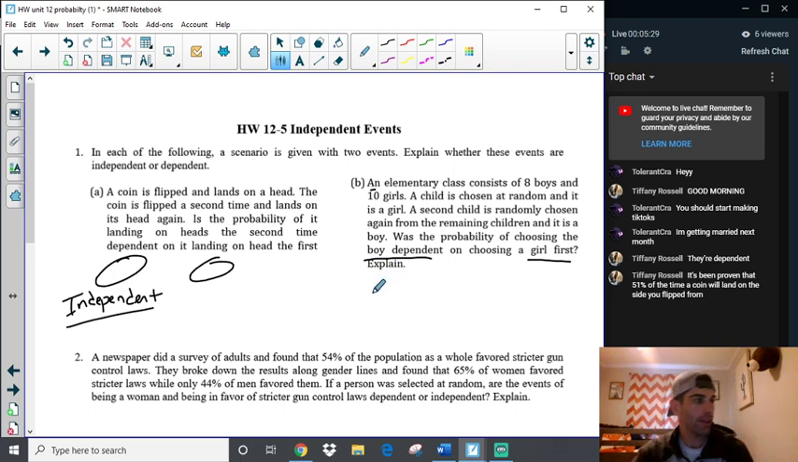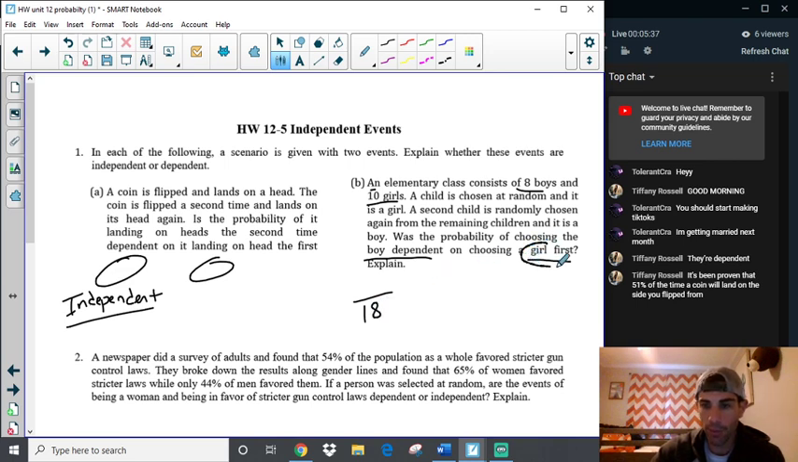So in this class here, there are 8 boys and 10 girls. So there are a total of 18 students. And they said that they were going to pick a girl first. So if they picked a girl first, there's a 10 in 18 chance that that's going to happen. Now we're going to pick a second child, and we already picked a girl, so now the total here is going to be 17 because there's a girl missing, and there are 8 boys.